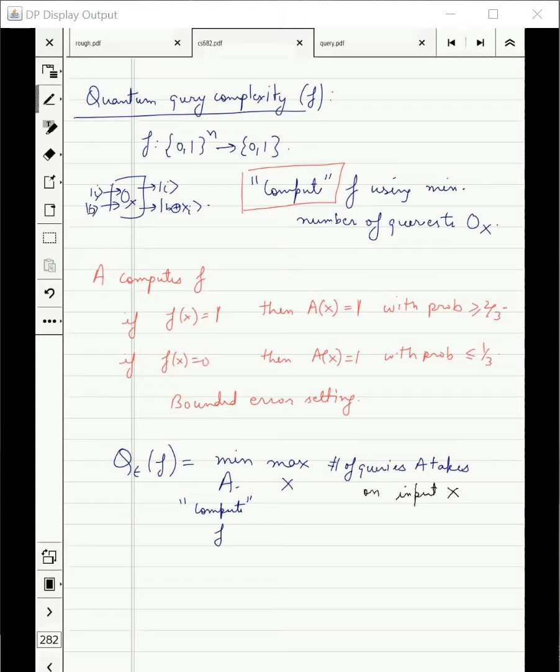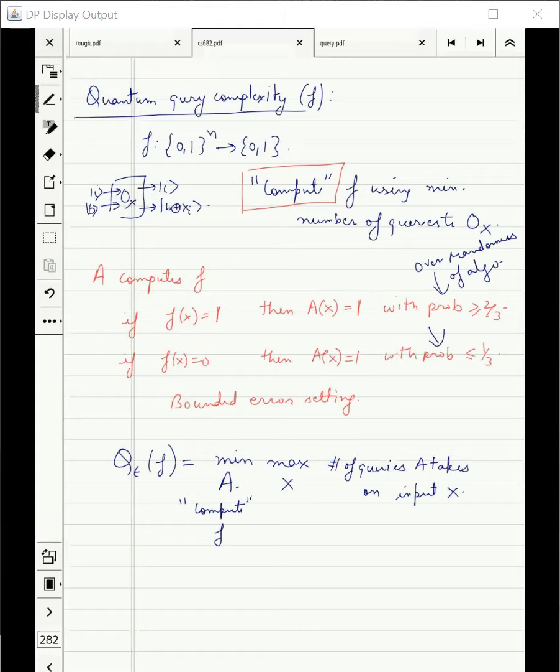Remember this probability of the bounded error setting, these were over the randomness of the algorithm and not over the inputs. That is always the case. We always remember when we talk about randomized algorithms, the algorithm works for every input for a large fraction of random bits, or internal randomness in the case of quantum algorithms.